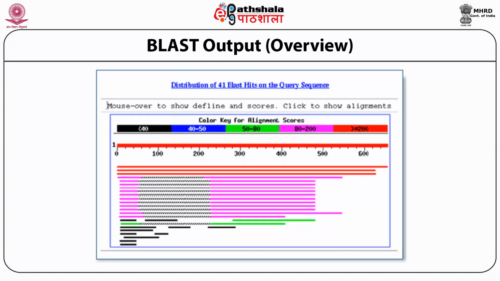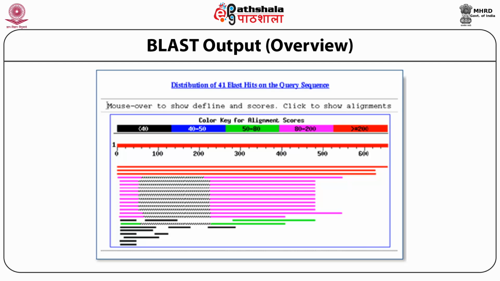now this part is very interesting. What you can see at the top is a color key for the alignment scores. The red color is for the highest scores, while the magenta, the green, the blue and the black, the scores gradually come down. And then just below it there is a scale bar. Now our protein, as we saw in the previous slide, was about 656 amino acids, so the scale bar is going slightly beyond 600.